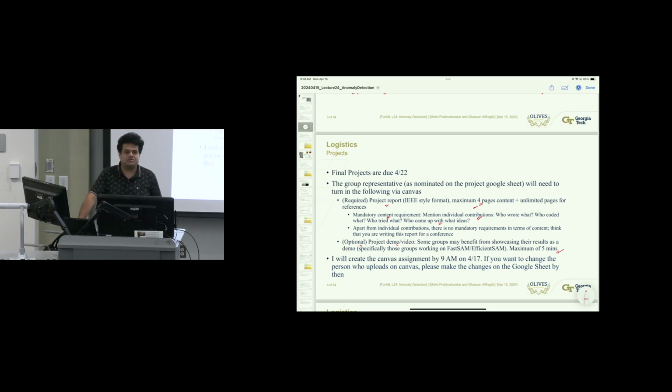Similar to the progress report that you did, I'm going to create a Canvas assignment again by Wednesday, that is, by day after tomorrow. I'll use the same names that are on the Google Sheet. If you want to nominate someone else, please do so by today or tomorrow, so that I'll use that name to create a Canvas assignment for you.